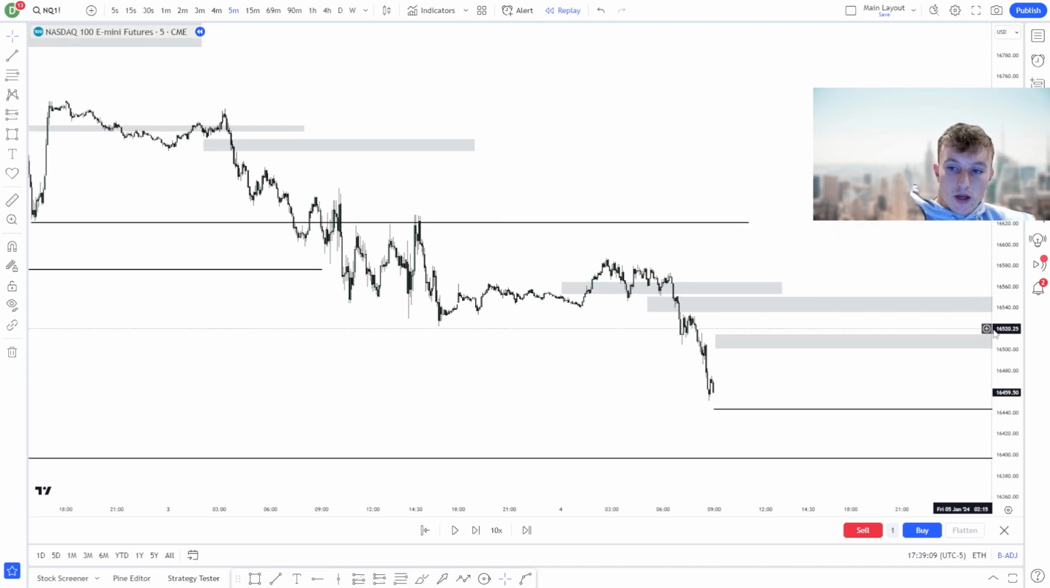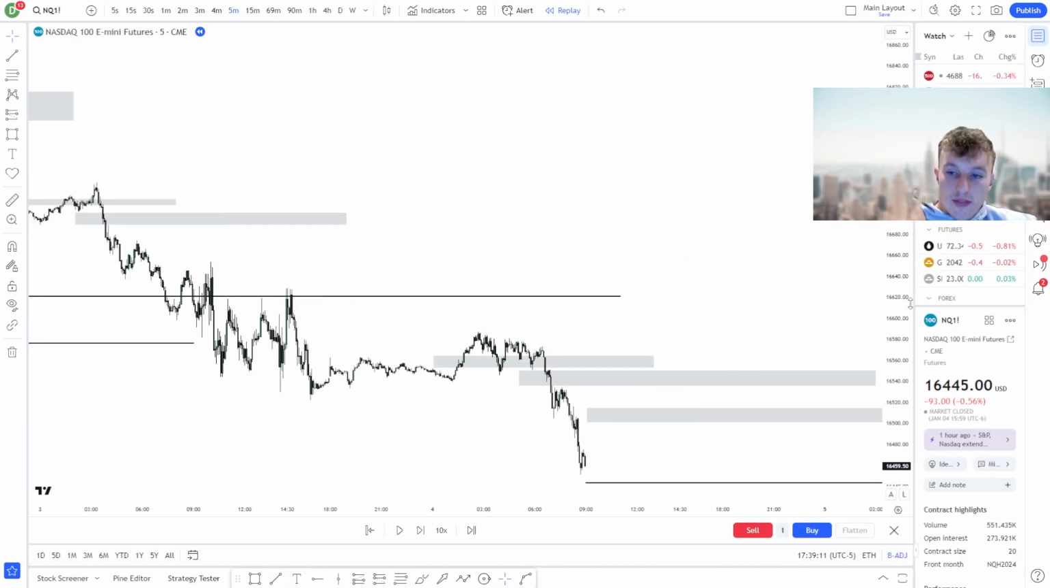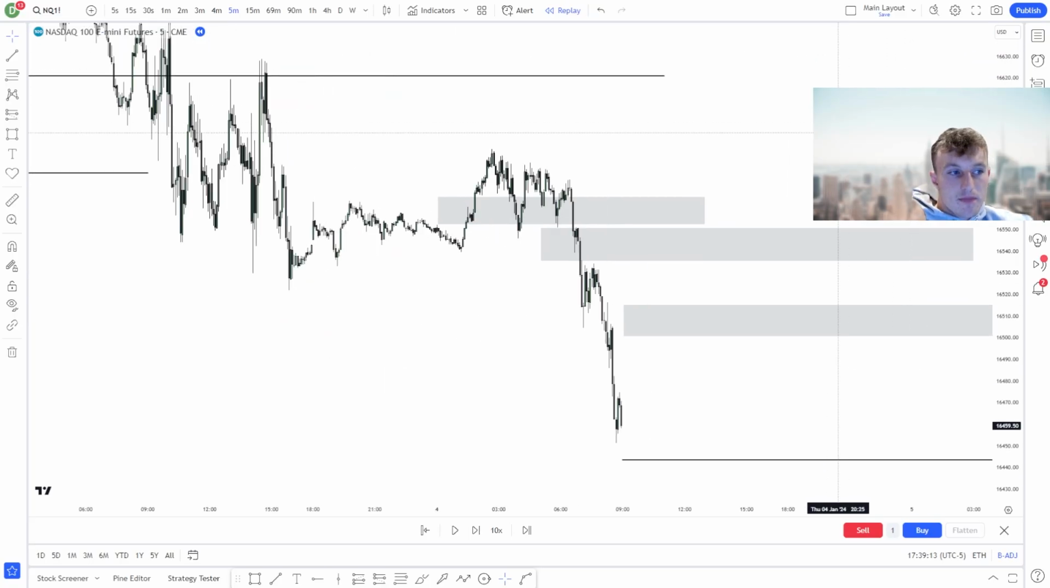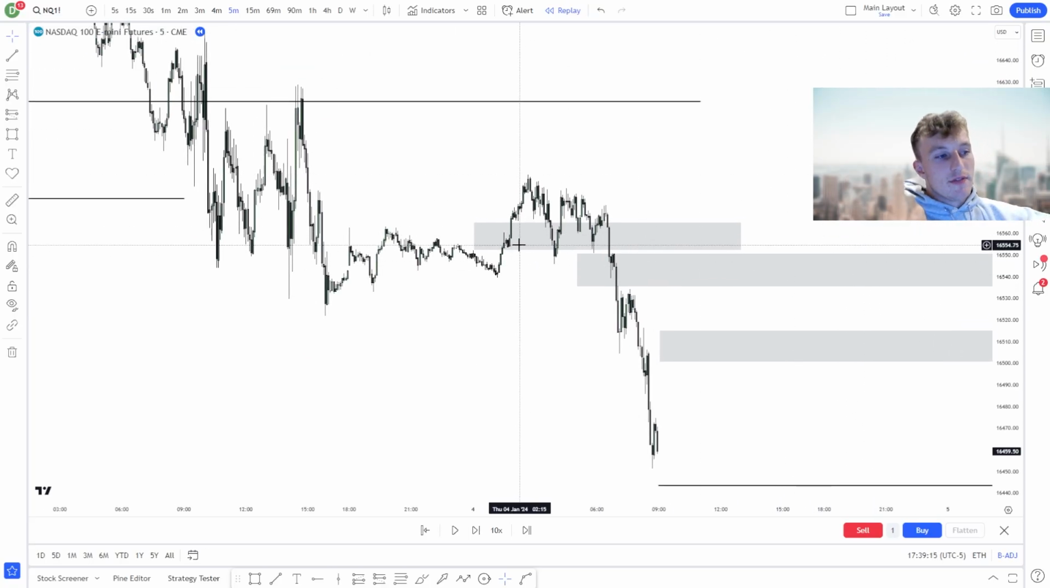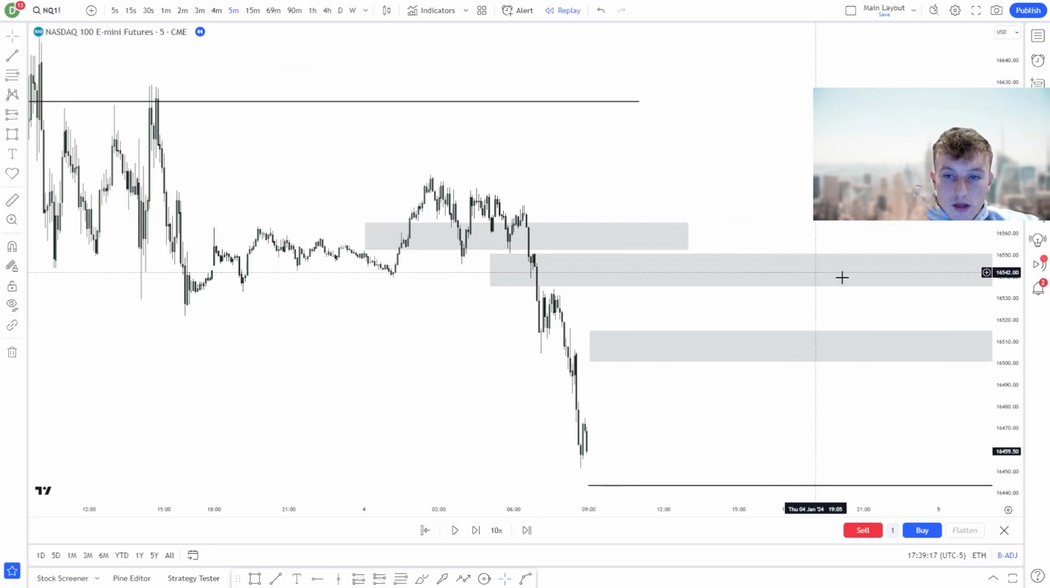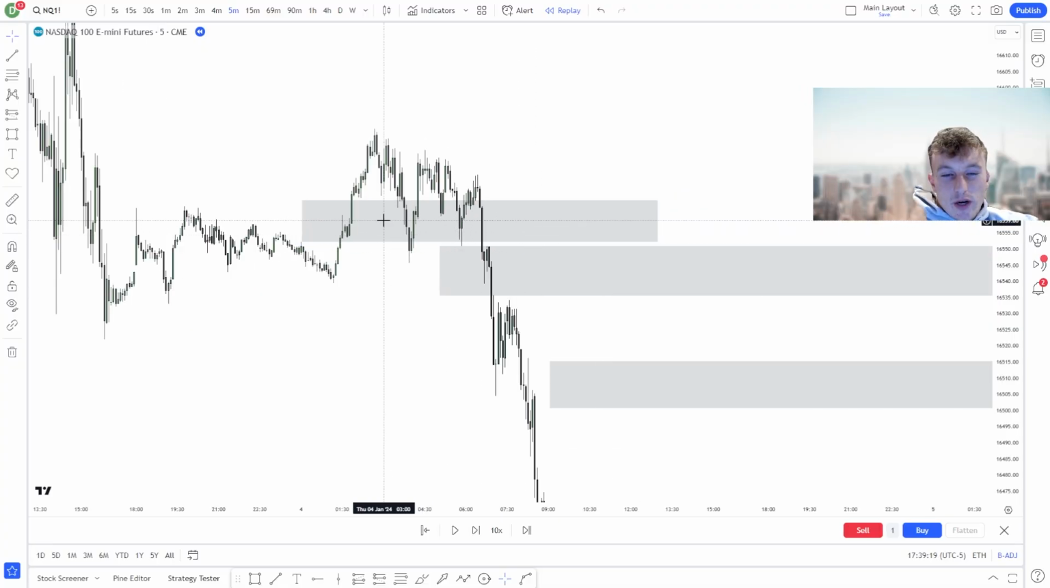Okay, there we go. So this was the hourly fair value gap. Do we get any major liquidity sweep even in the 5 minute here? No, we don't really go above any of these old highs. We just keep creating lower highs. We create LR, and then we just dump. And that's why you're not going to see a good inversion here.